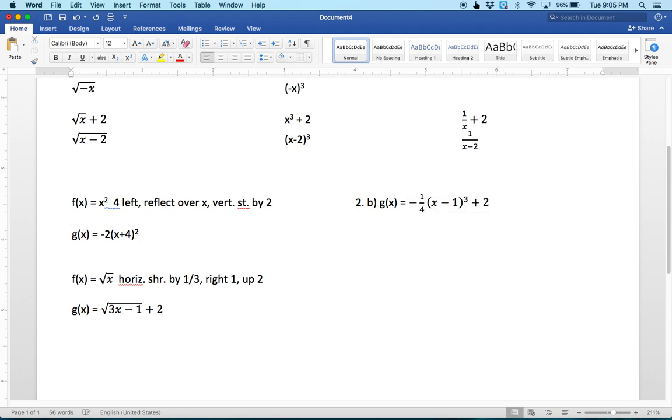So the first thing I notice is that I have a vertical shrink by 1/4 because it's less than 1. That's how I know it's a shrink. That negative tells me that it's going to be an x-axis reflection because that would flip it up and down. Inside the parentheses, that minus 1 tells me it's horizontal and it's always the opposite, so that would be right 1. And then outside the parentheses is the plus 2, so that would be up 2. So that gives you a little bit of a rundown.